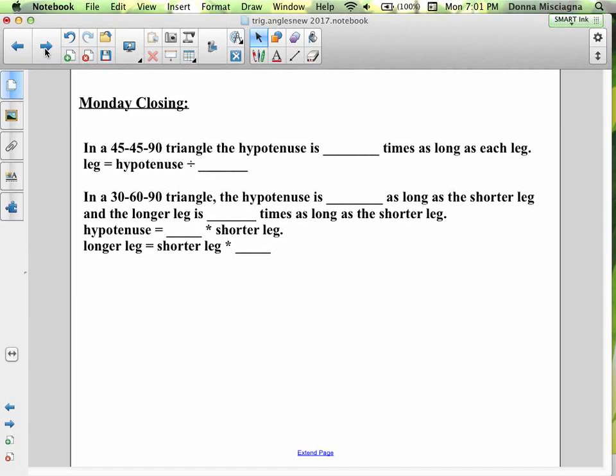And then this isn't going to be a closing. It'll be the closing to my Nearpod. This is going to be a fill-in. You type in the missing words on Nearpod.